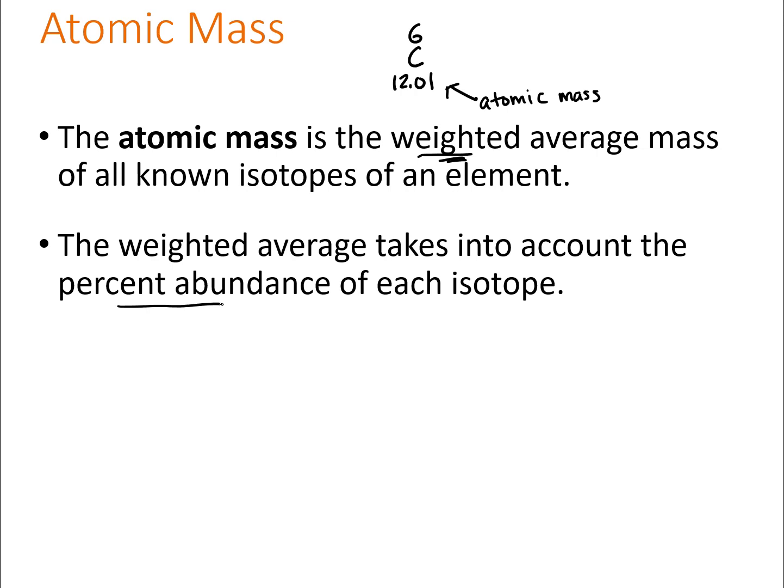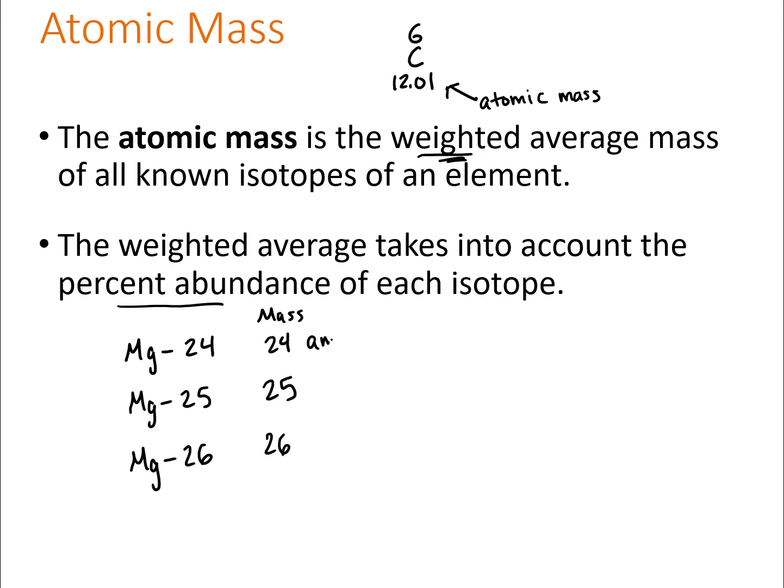So if we have our magnesium example, where we've got magnesium 24, magnesium 25, and magnesium 26, and let's say that their masses were 24, 25, and 26. An atomic mass is measured in atomic mass units. So that's AMU.